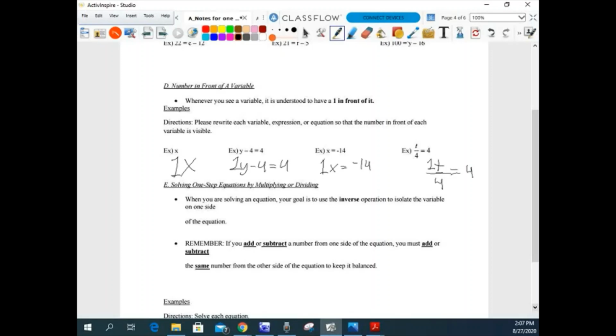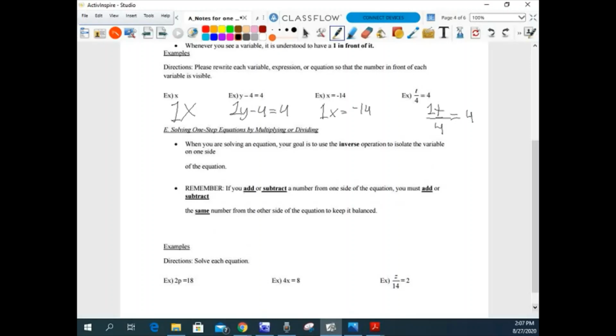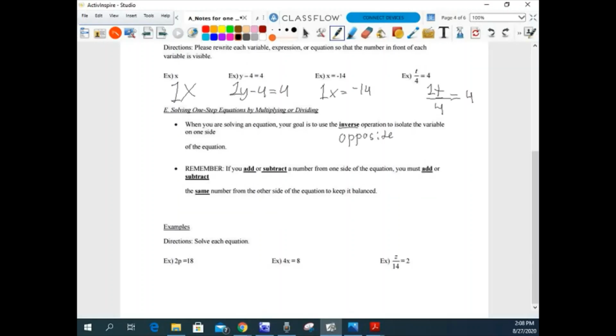All right? Now let's move on to multiplying or dividing. When you're solving an equation, your goal is to use the inverse or opposite operation to isolate the variable. If you add or subtract from one side, you must add or subtract from the other. The same number. You have to use the exact same number, okay? So let's move down here. I have 2p equals 18. What this is saying is I'm getting 2 times p equals 18. So how do I get rid of 2 times p?